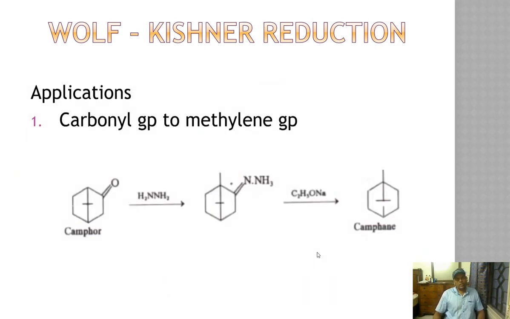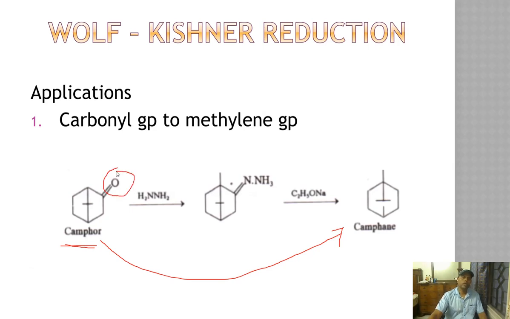So next is the application. Where is it useful? Carbonyl group to methylene group. This reaction is used in converting camphor to camphane. Camphor will have this keto group here, and that keto group is removed. See, you don't see the keto group here after doing the Wolff-Kishner reduction using hydrazine, and here instead of potassium hydroxide you are using sodium ethoxide.